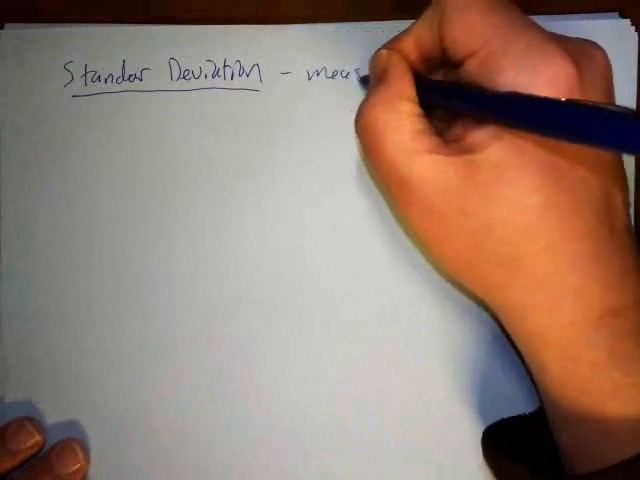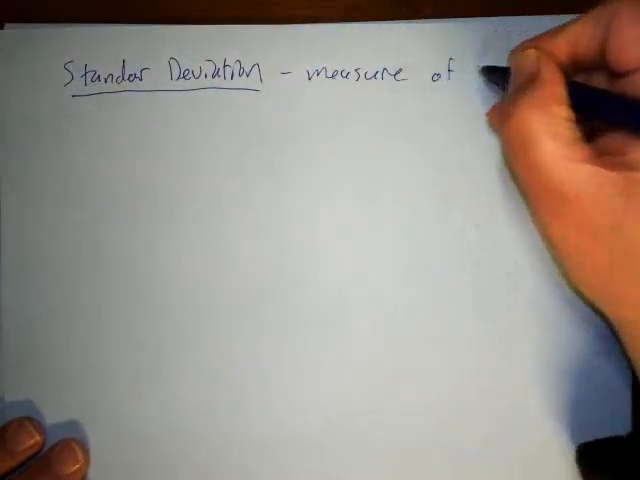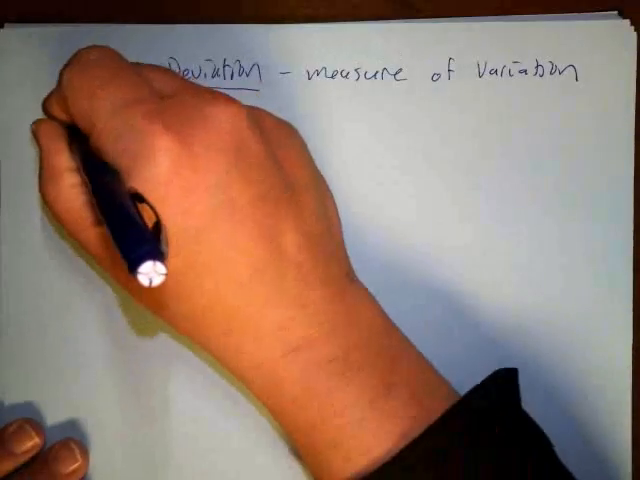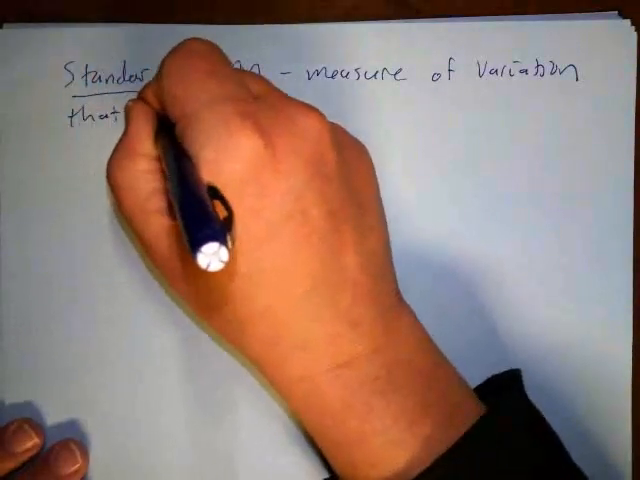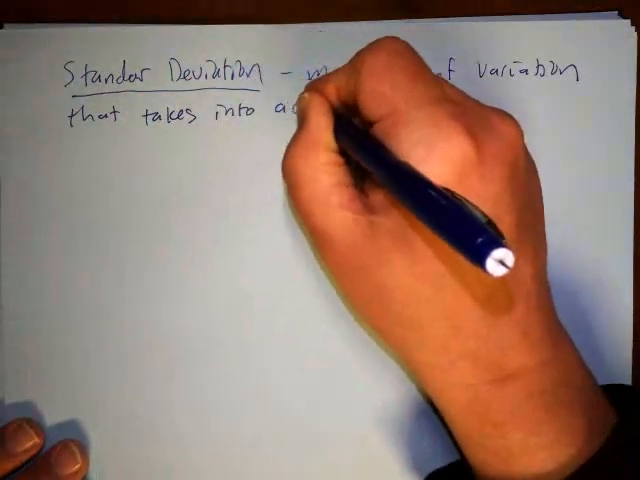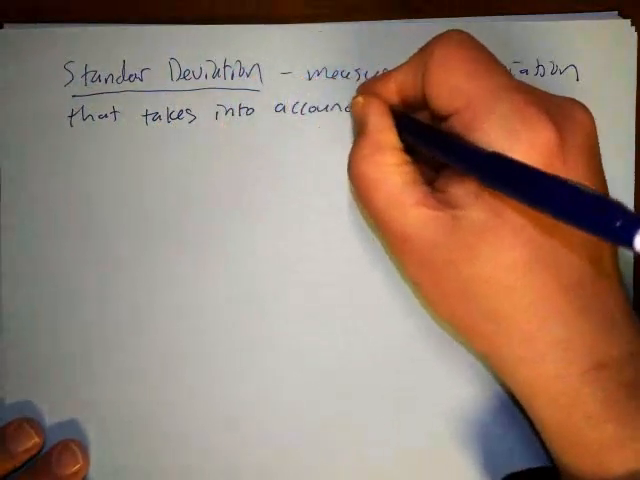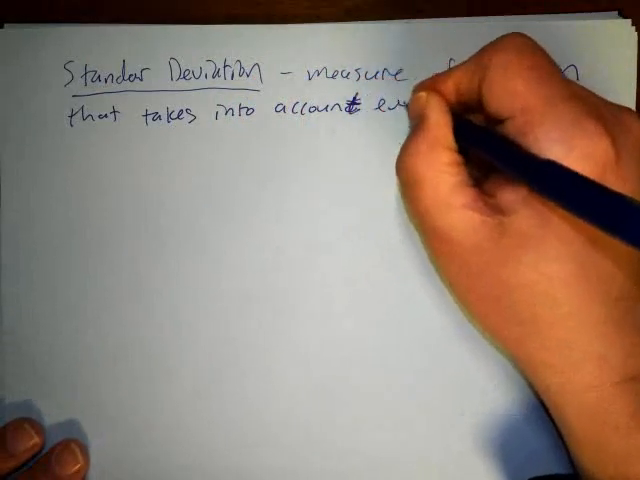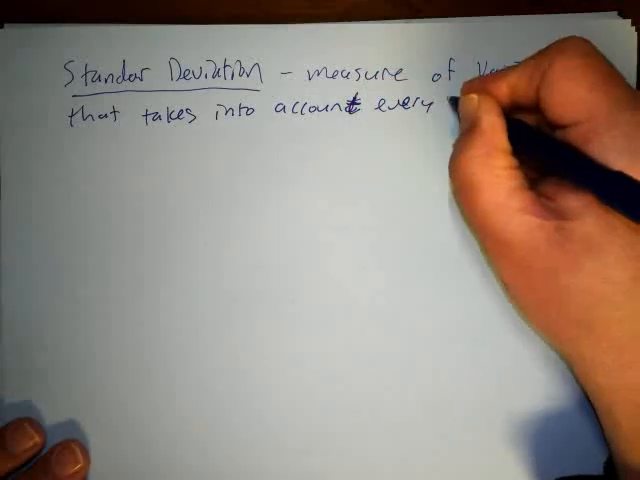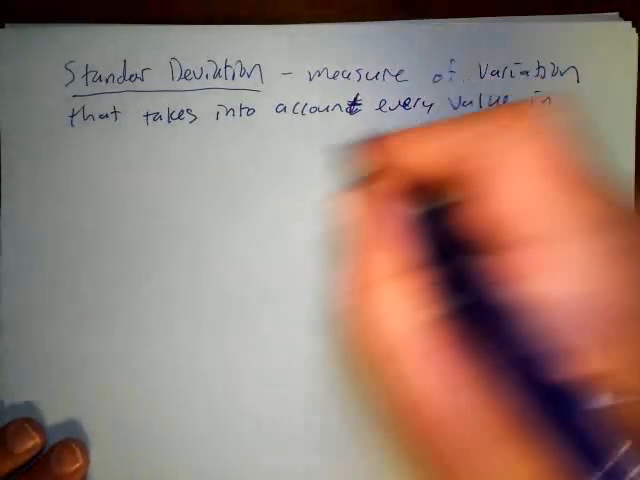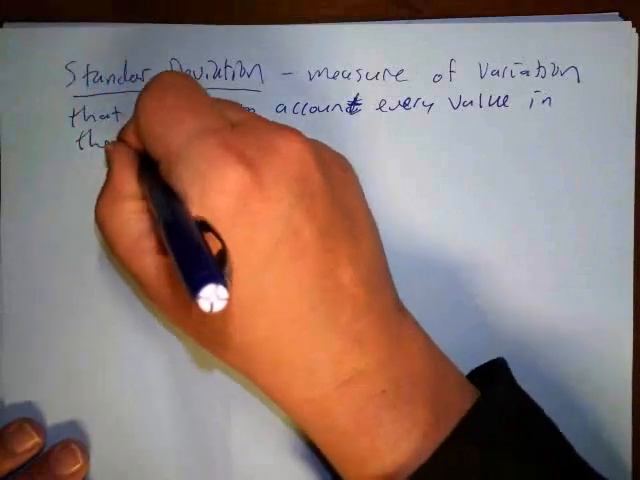Okay, this is a measure of variation that takes into account every value in the data set.